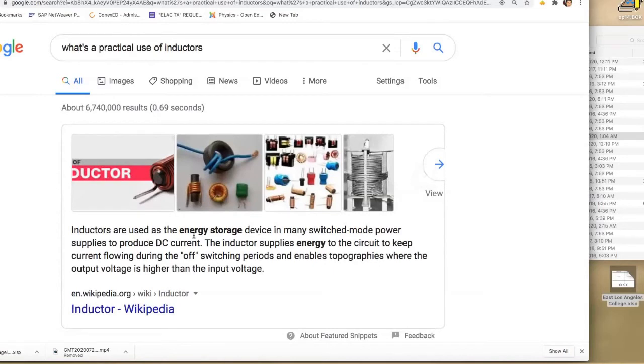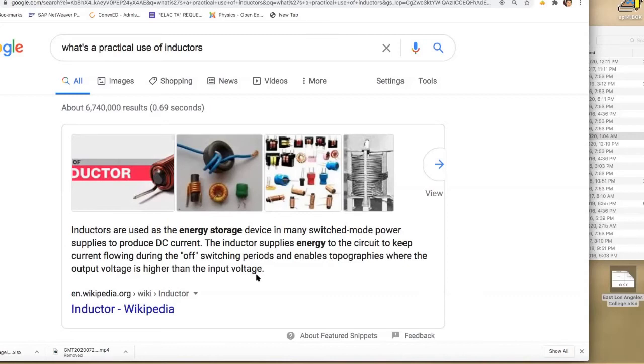So inductors are used as the energy storage device in many switched mode power supplies to produce DC current. The inductor supplies energy to the circuit to keep current flowing during the off switching periods and enables topologies where the output voltage is higher than the input voltage.